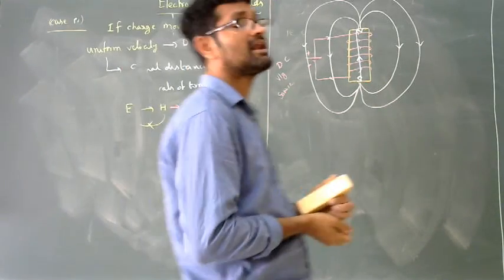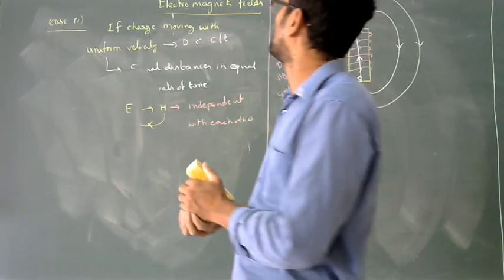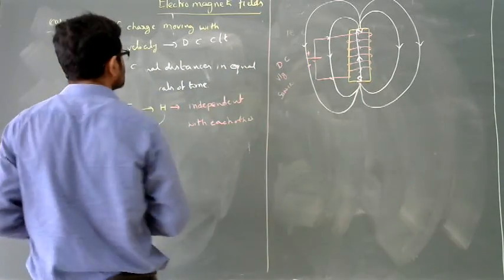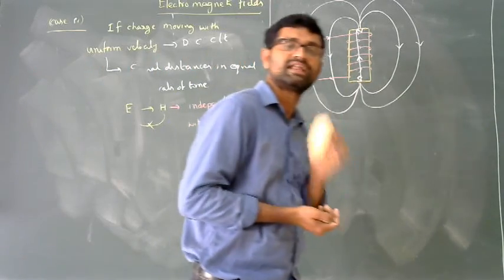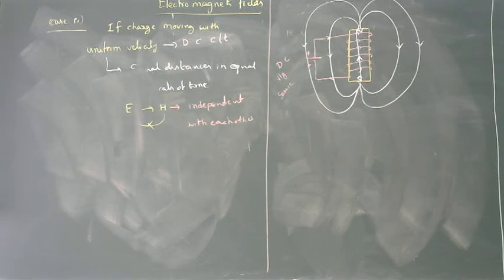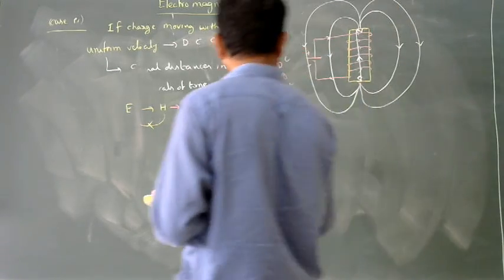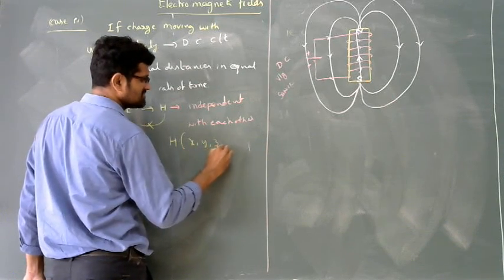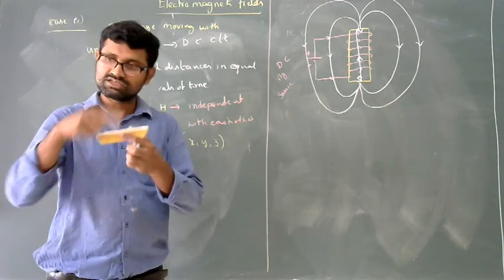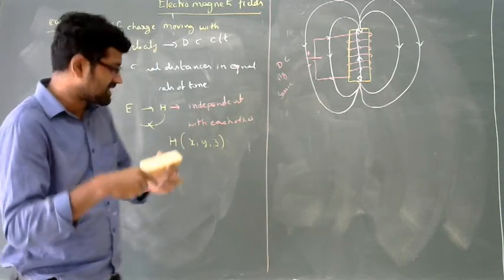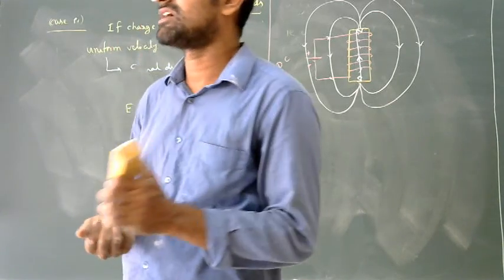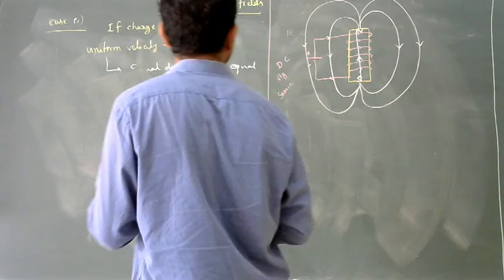In case 1, see here, the magnetic field is independent of time. All the time the same flux will traverse if it is carrying a constant current. And this magnetic field we also define with 3 dimensions: x, y, z. Why? Because the magnetic field around the conductor is all around the conductor, in all directions. That's why the static magnetic field we also define with 3 dimensions: H of x, y, z.